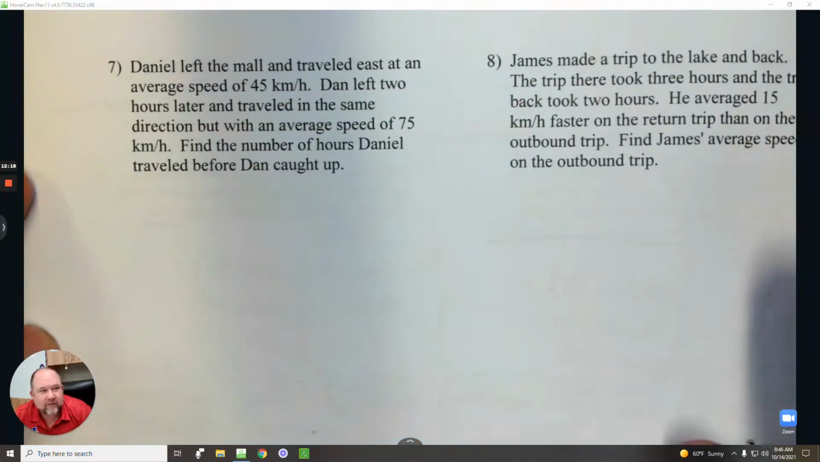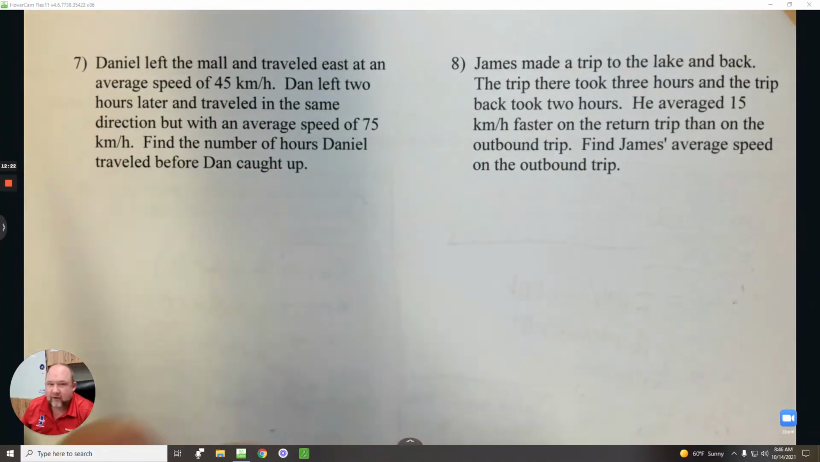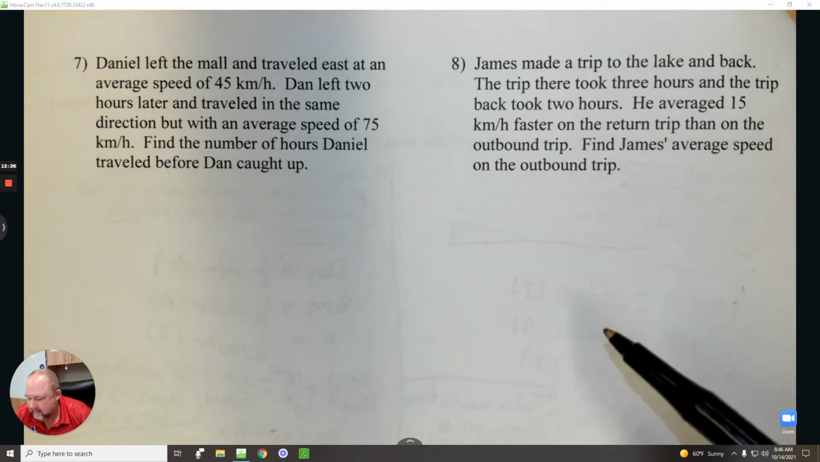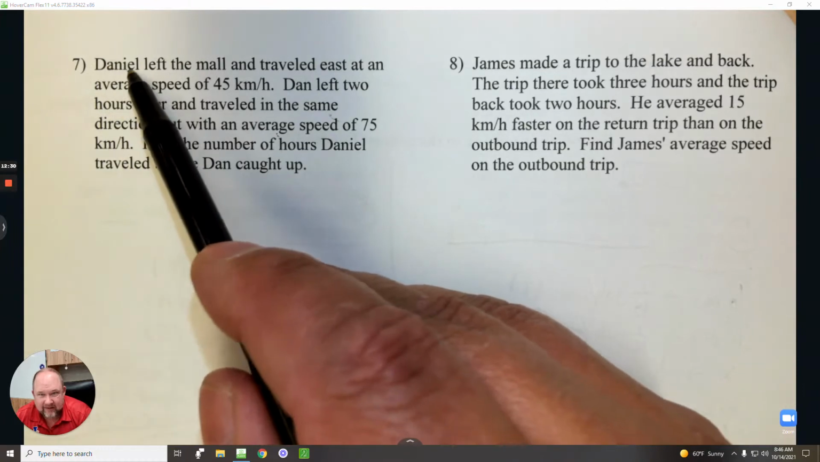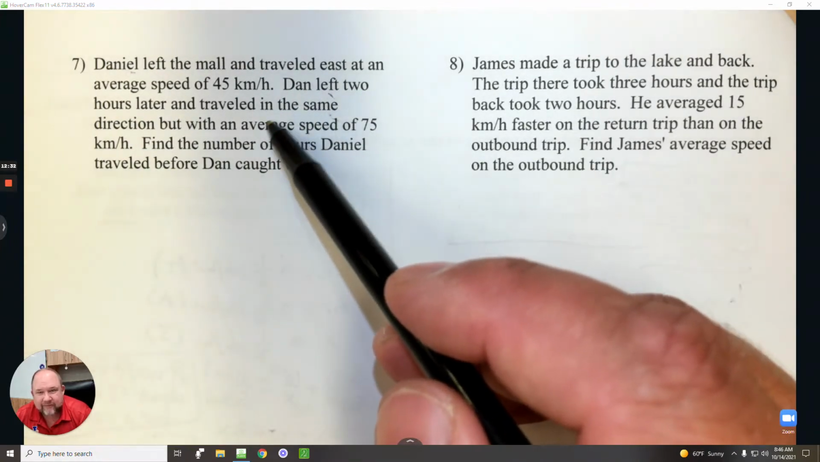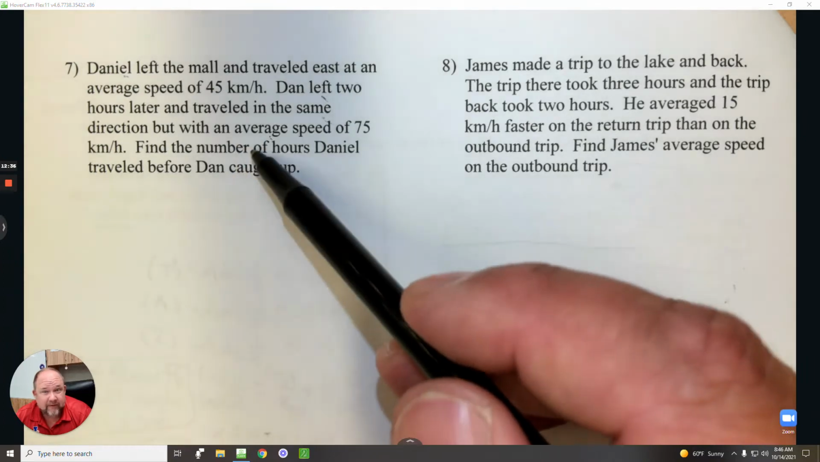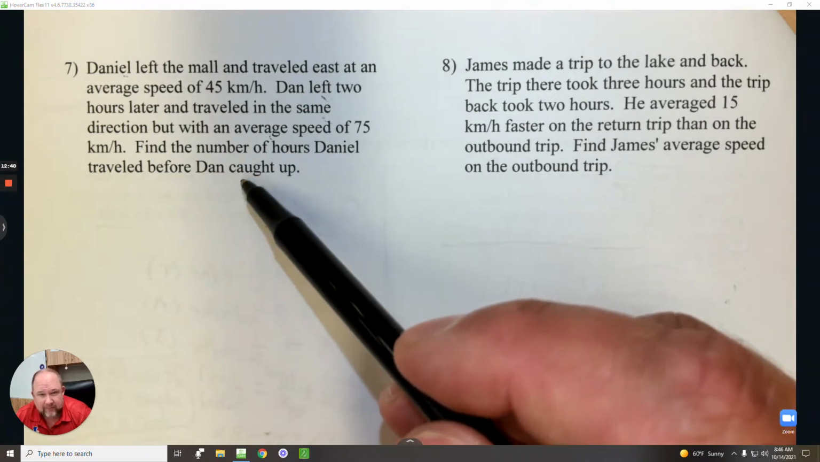Now these questions, we need to recognize this is no longer a work question. Daniel left the mall and traveled east at an average speed of 45 kilometers per hour. Dan left 2 hours later. I'm glad we have Daniel and Dan, 2 different people. Dan left 2 hours later and traveled in the same direction, but with an average speed of 75 kilometers per hour. Find the number of hours Daniel traveled before Dan caught up.